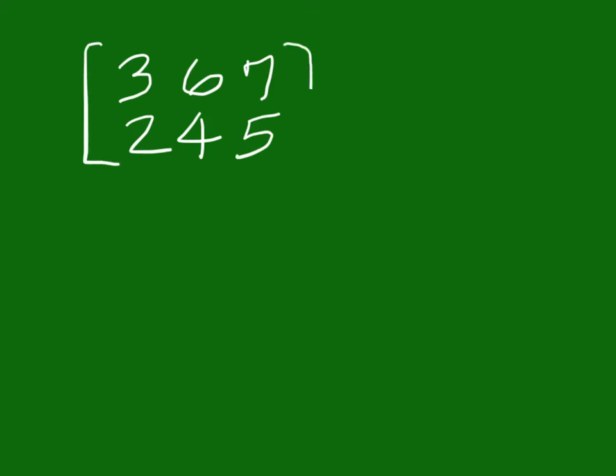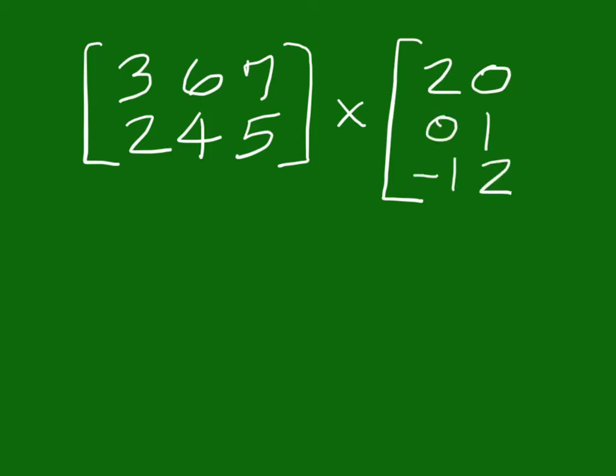Here's example 4. This one is 3, 6, 7, 2, 4, 5. And this one is 2, 0, 0, 1, negative 1, 2. Would it be possible to multiply these two together? We have 3 columns in the first one, 1, 2, 3, and 1, 2, 3 rows in the second one. So yes, you could multiply it together.